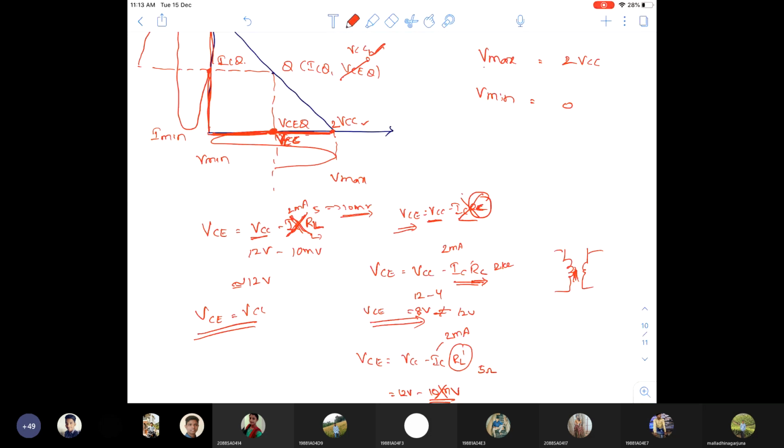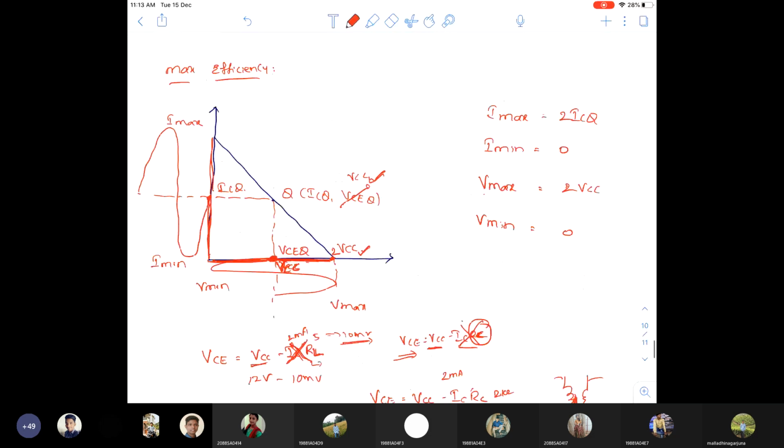Total becomes 2 VCC. So Vmax equals 2 VCC. In series fed, Vmax equals 1 VCC only, but here it becomes 2 VCC. That is because of the absence of your load resistance. Clear? Varun, is it clear?